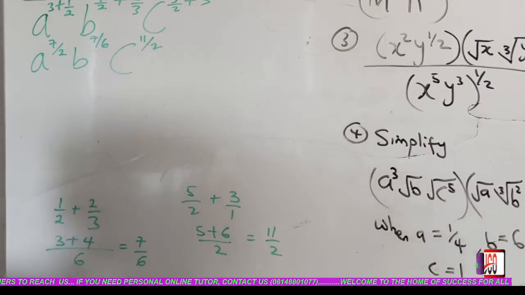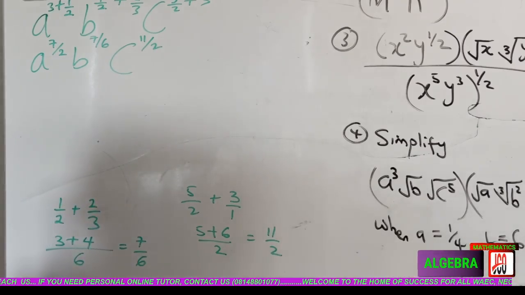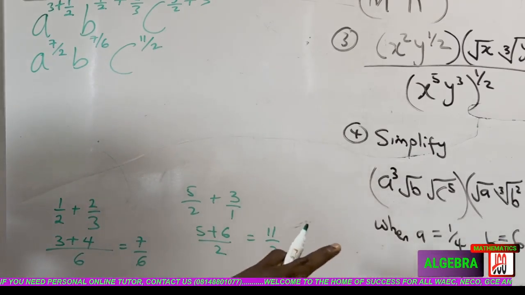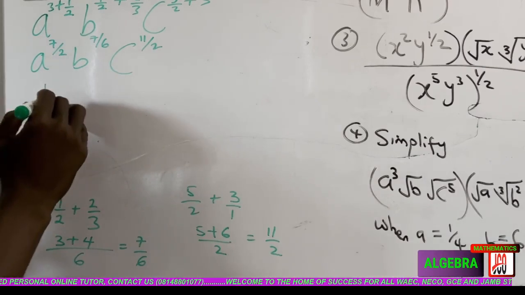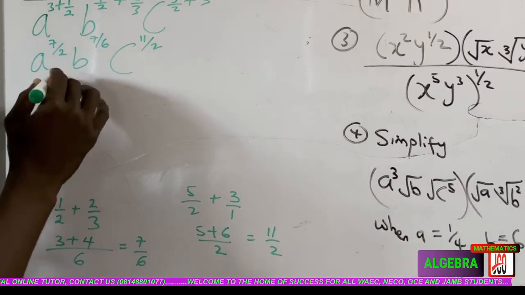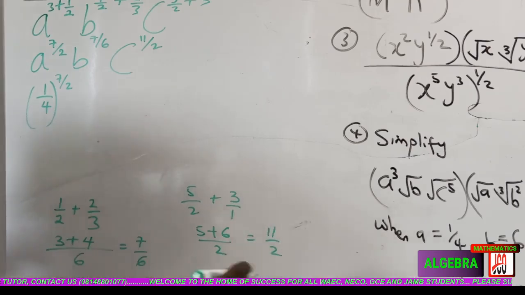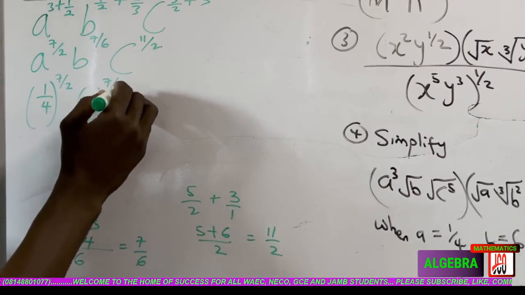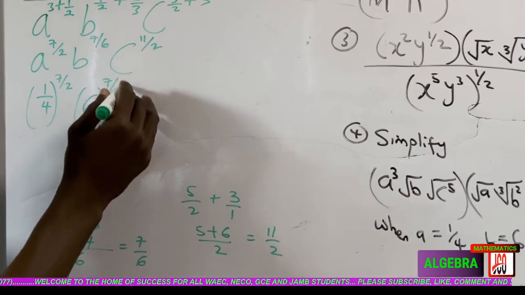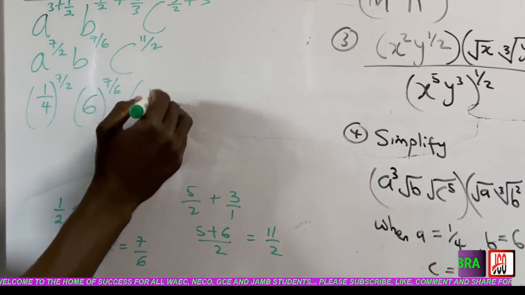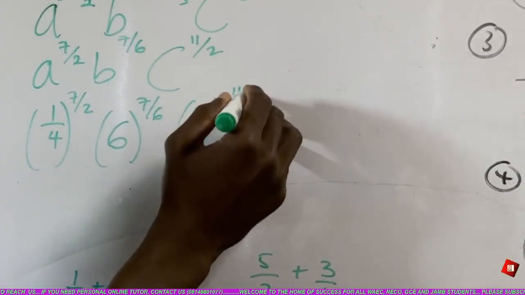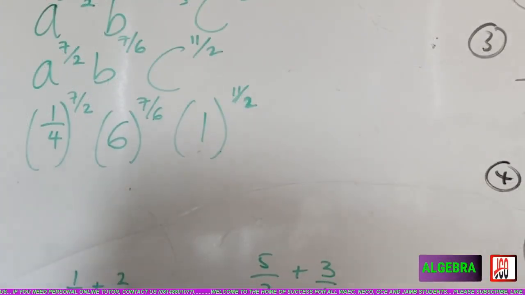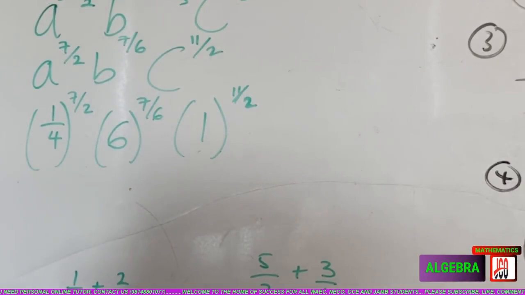There, 11 over 2. So having got to this point, I can now put in my values of A as 1 over 4. 1 over 4 raised to power 7 over 2. My B is 6. 6 raised to power 7 over 6. This is going to be long. Then C is 1. 1 raised to power 11 over 2. Wow! How do we do with this?